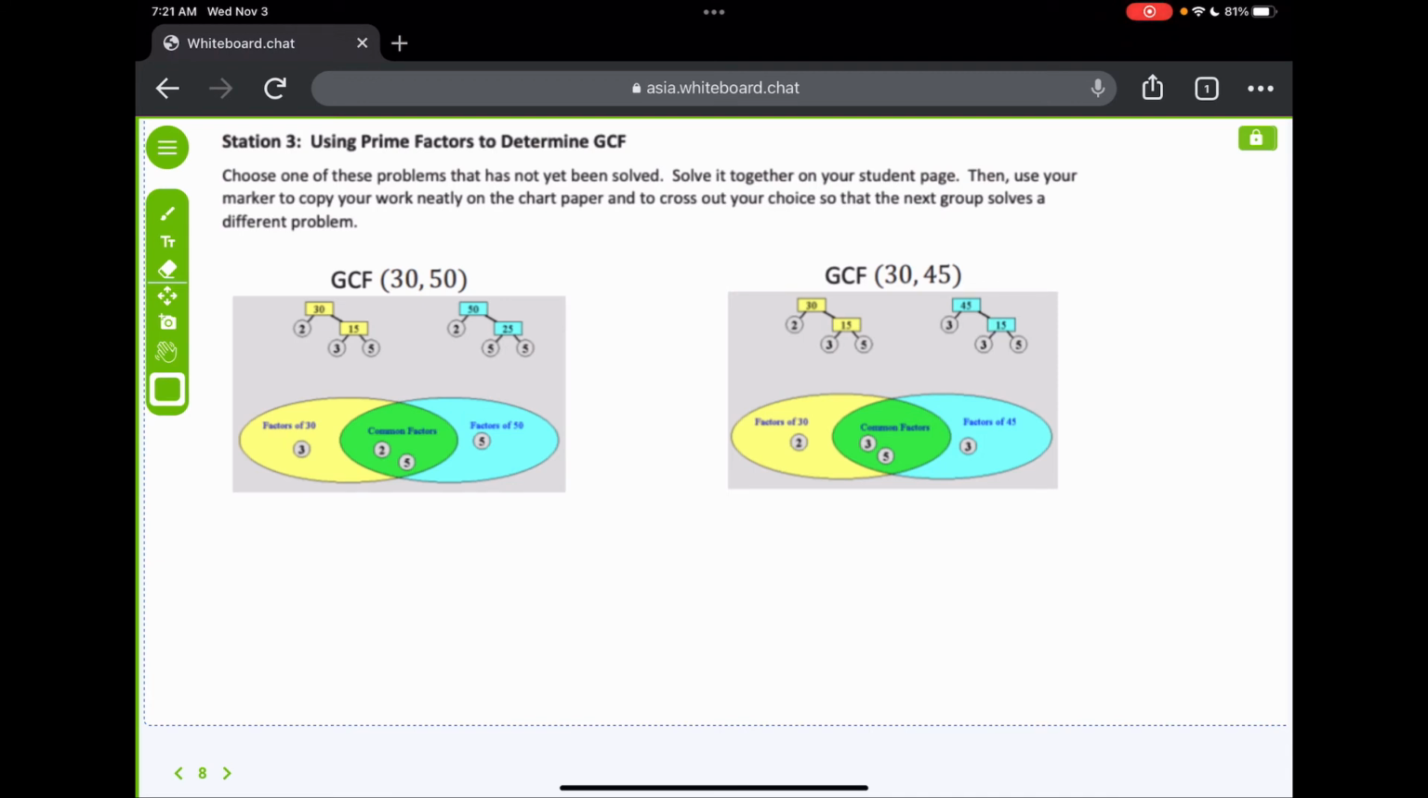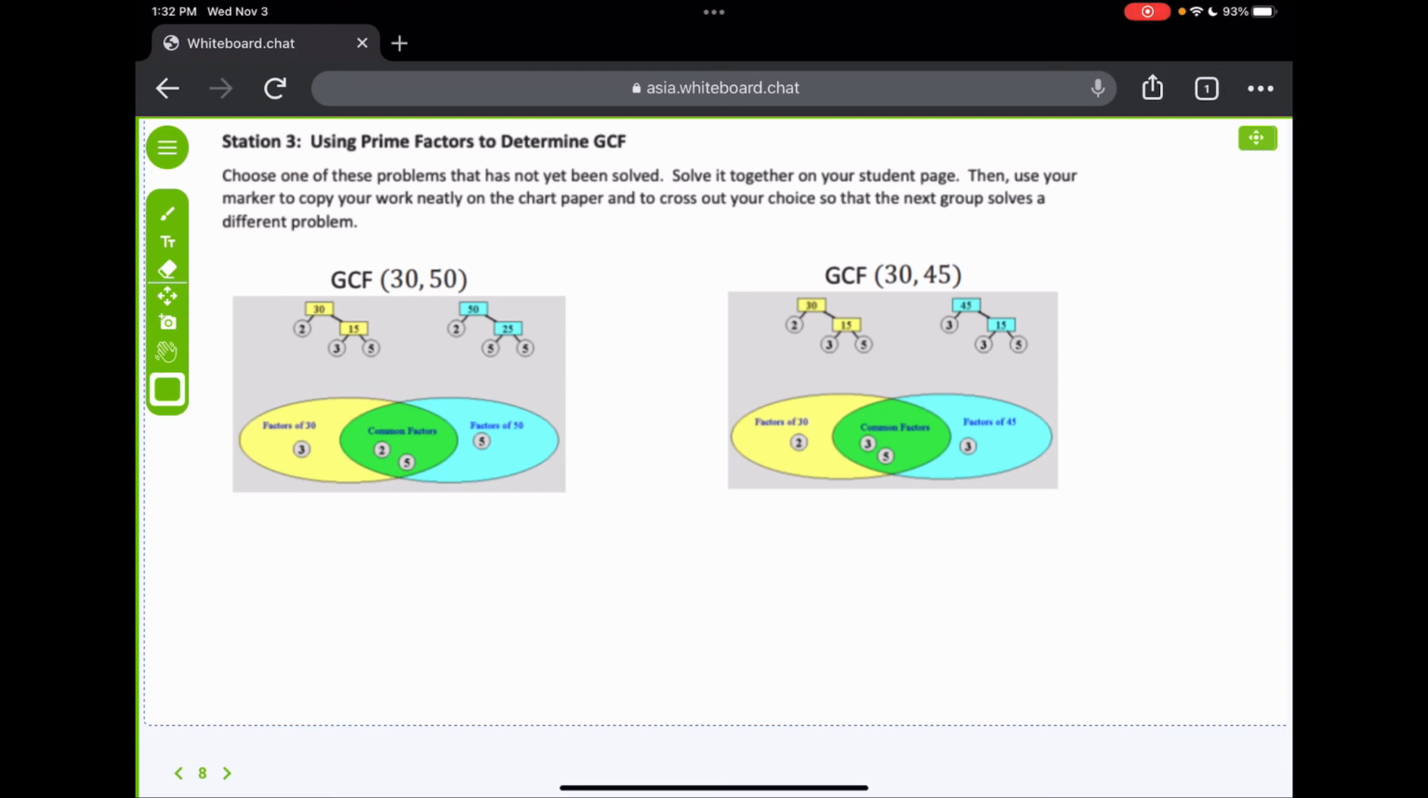station 3. And it says, use prime factors to determine the GCF. Now, we're going to wait just a minute here. So here's another way of figuring out the greatest common factor of 2 numbers. It's called using prime factorization, and all that means is you're going to take a number like 30 and 50 and break it down into factors till there's nothing else.